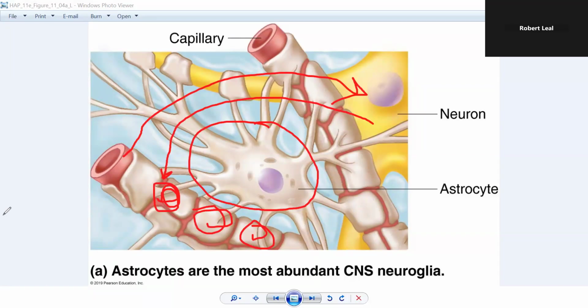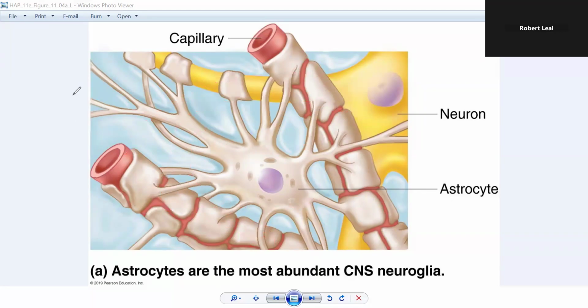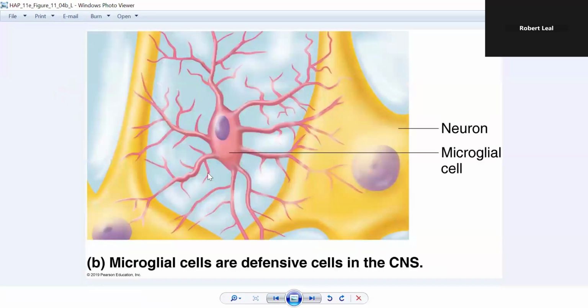Okay, let's erase this. The other thing I want to mention is this astrocyte is located within the brain or spinal cord, which is part of your central nervous system. Now what you're looking at here is a microglial cell, also located in the central nervous system, and it's a white blood cell. So a white blood cell's job is to look for anything foreign that may cause harm. That's what it's doing.